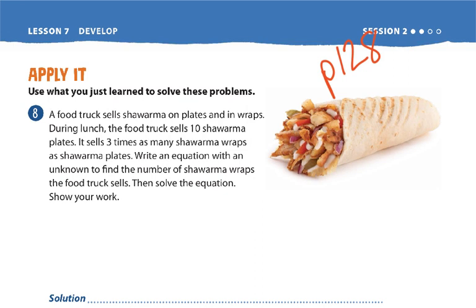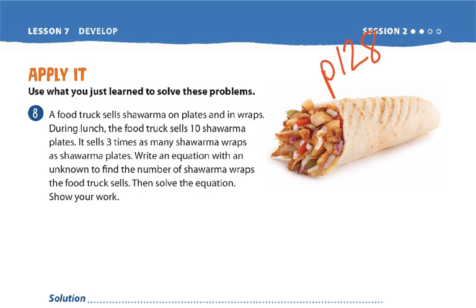A food truck sells shawarma on plates and in wraps. Ready? During lunch, the food truck sells 10 shawarma plates. It sells 3 times as many shawarma wraps as shawarma plates. Write an equation with an unknown to find the number of shawarma wraps the food truck sells. Then solve the equation. Show your work.